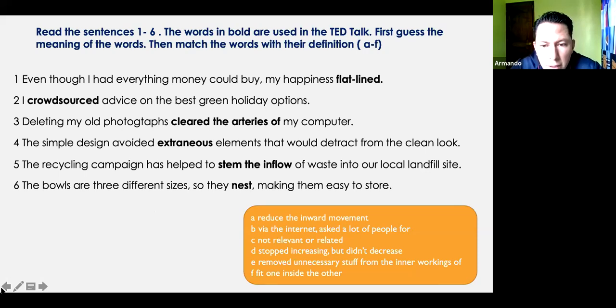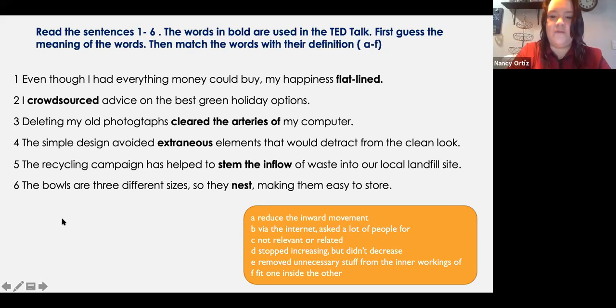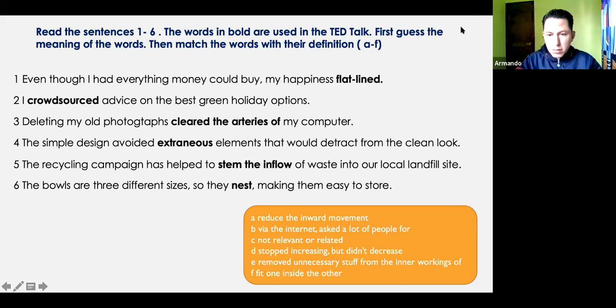Okay, number 3, Armando. Deleting my old photographs cleared the arteries of my computer. Clear the arteries is remove unnecessary stuff from the inner working of. Okay, very good. Clear the arteries, remove unnecessary. Okay, good. Next one, let's see who can read the next one. Who do I have? Alma.